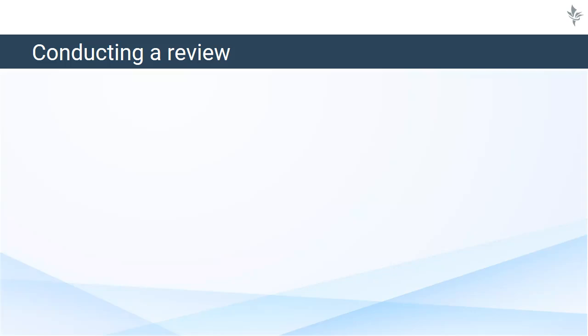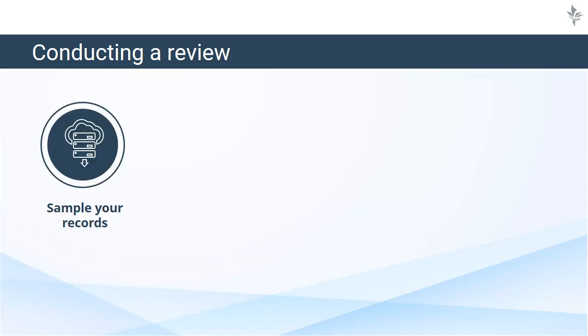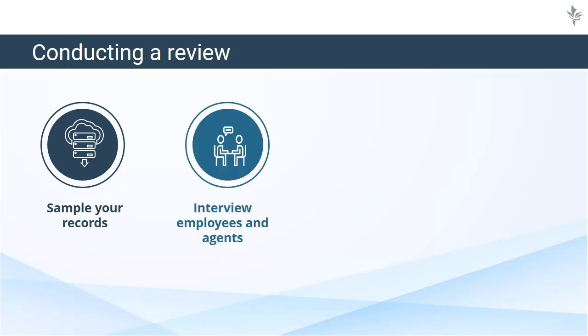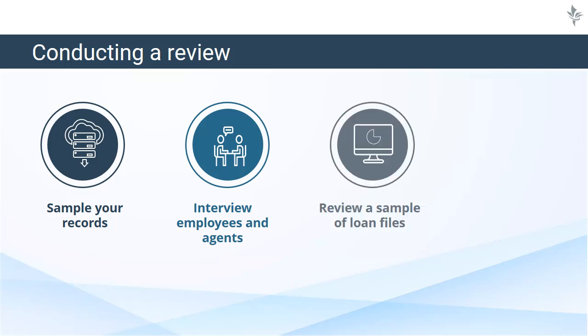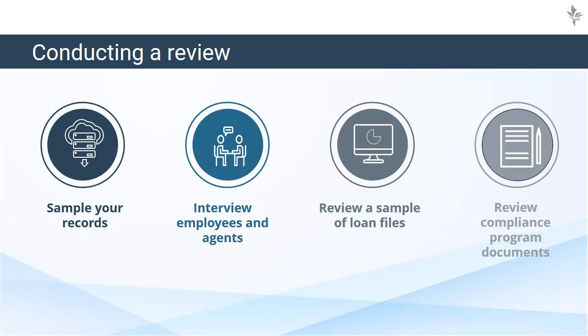There are many methods that you can use to conduct a review. For example, you can sample your records to check if your client identification policies and procedures are being followed, interview your employees and agents to determine their knowledge of money laundering, review a sample of loan files to assess if suspicious transactions were reported to FINTRAC, and review your compliance program documents to see if updates need to be made.